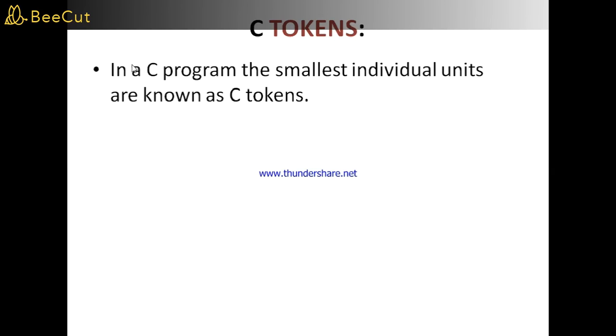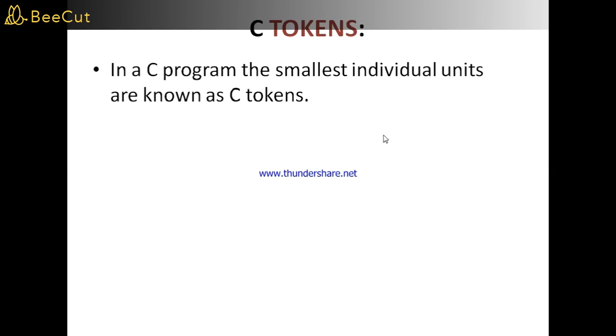For example, take this passage. In C programming, the smallest individual units are known as a C token. Here it contains different text, some words, and some punctuation marks. The entire thing is called a token. Similarly, a C program also contains words, it may contain some symbols, special characters, or some white space. All together it's called a C token. So in general, in a C program, the smallest individual units are known as tokens.